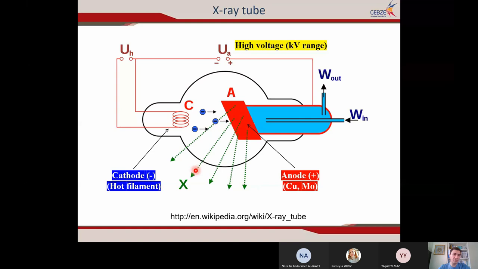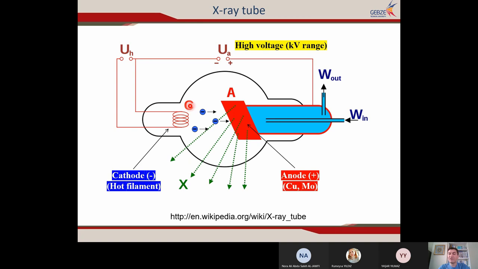So cathode material is also called as hot filament because it is very hot to produce electrons. The main duty of this cathode is to produce electrons. So how to produce electrons? So you apply high voltage to the hot filament, to the cathode, and then you free the electrons, let's say outer shell electrons of the material here, you transfer energy to the outer shell electron. And if this energy is higher than the binding energies, you have free electrons.